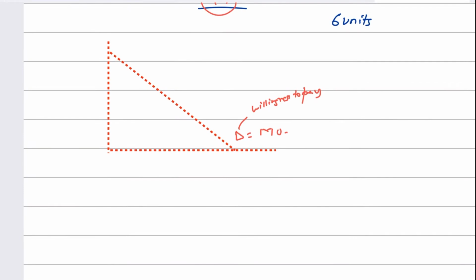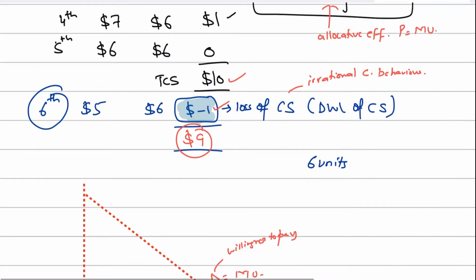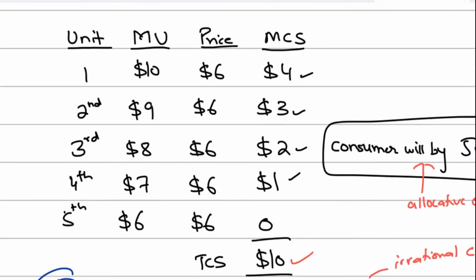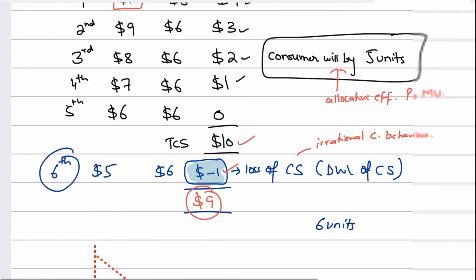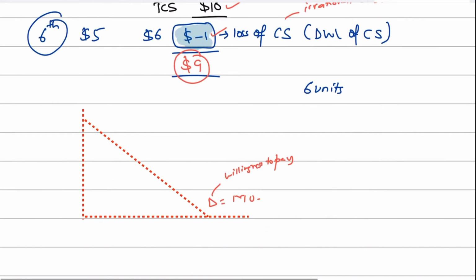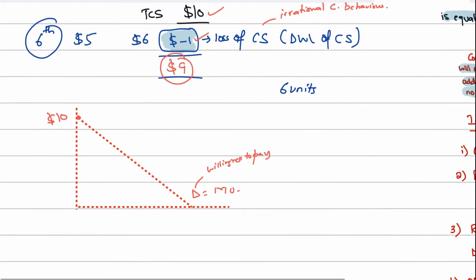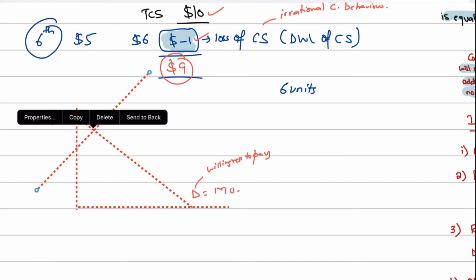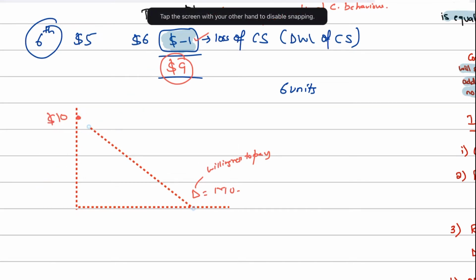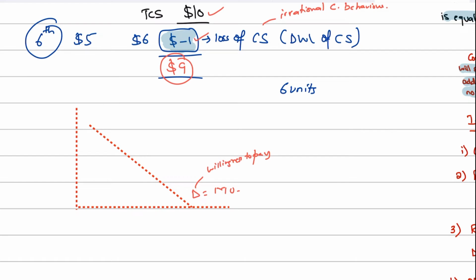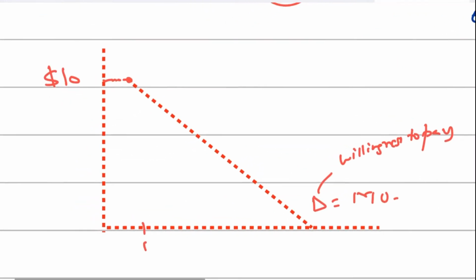So let's say that the maximum that I'm willing to pay was $10, right? That was the highest marginal utility. So the maximum that I'm willing to pay is, let's say, $10, because that's the highest marginal utility that I'm going to be gaining. And just to make things simpler, technically the $10 that I'm willing to pay is for the first unit. So for the first unit, I'm willing to pay $10. So it's technically like this.